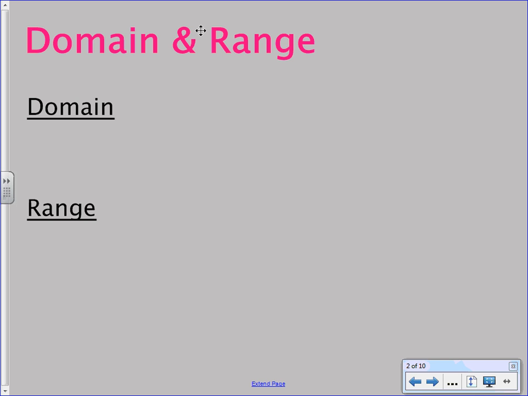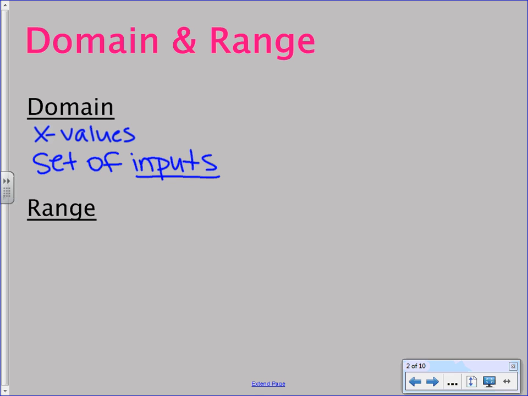Okay, so domain. Who can give me a rundown on what domain is? X values. Okay. Anyone want to elaborate on that? Okay, I like that. Okay, the domain is what we input into our function, okay? All of the x values that make sense for our equation, okay?